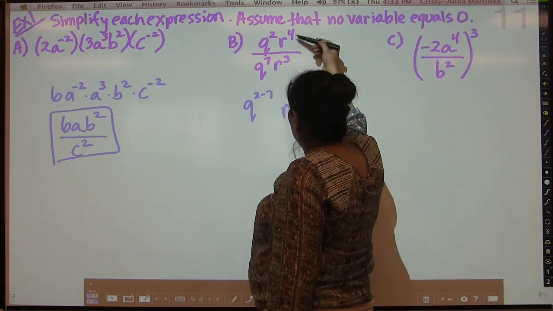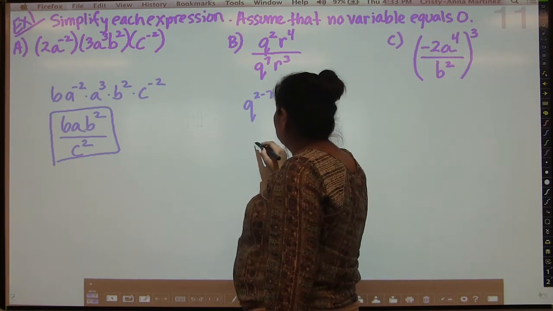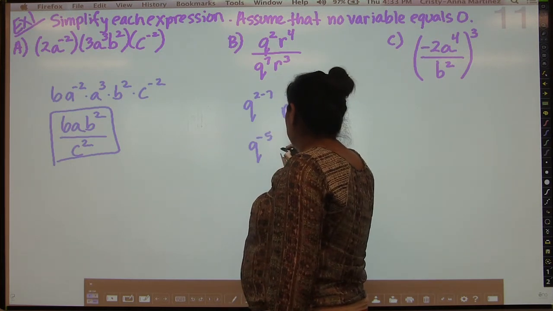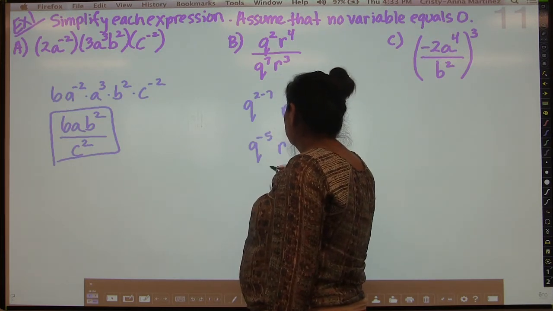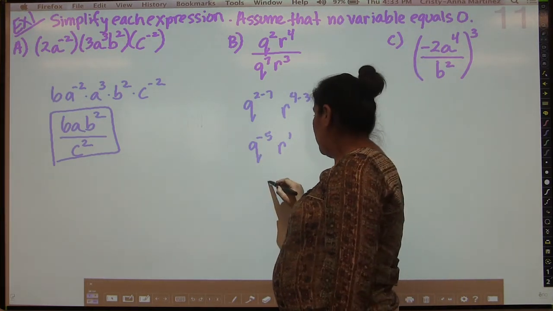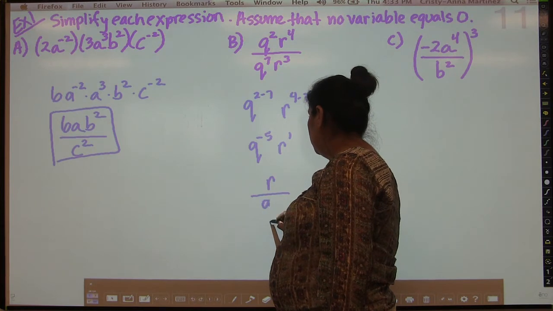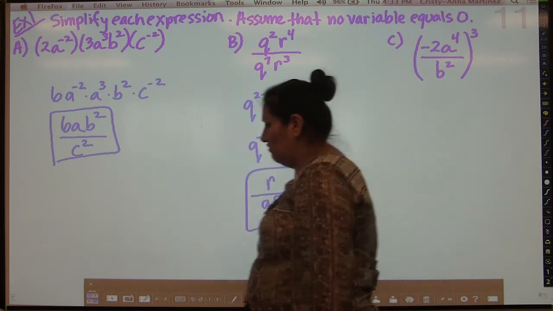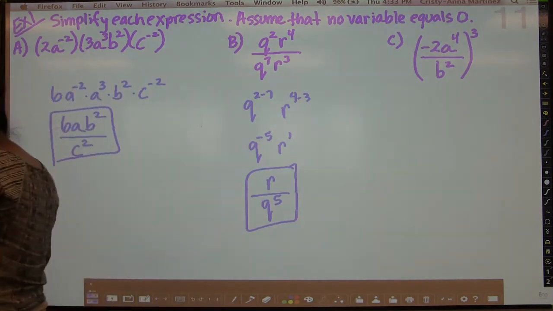I'm going to subtract the top minus the bottom. So when I do that, 2 minus 7 is negative 5, and then 4 minus 3 is 1. And since the q still has a negative exponent, I need to move that to the bottom and make it positive. So I get r divided by q to the 5th power. And that's how I simplify the second one.